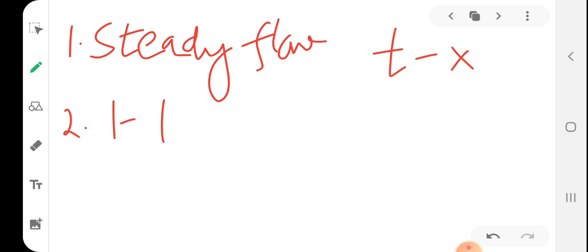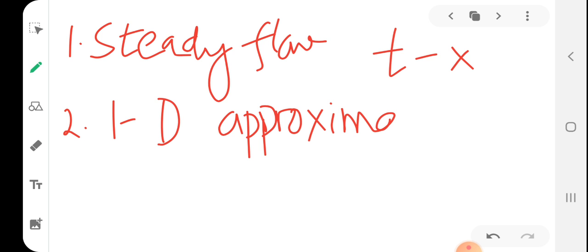Second, one-dimensional flow. We can approximate it as a one-dimensional approximation. One-dimensional approximation means what?